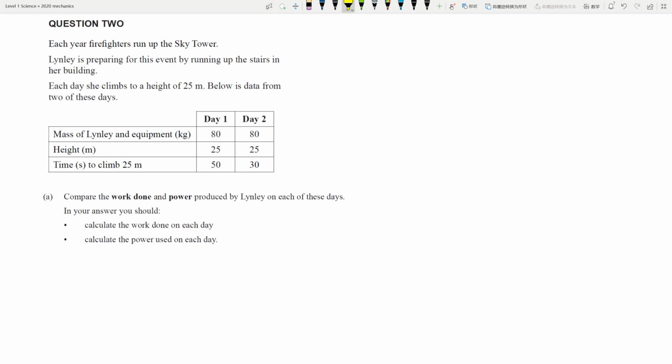Okay. Next one. Each year, firefighters run up the Sky Tower. I do that for fundraising.